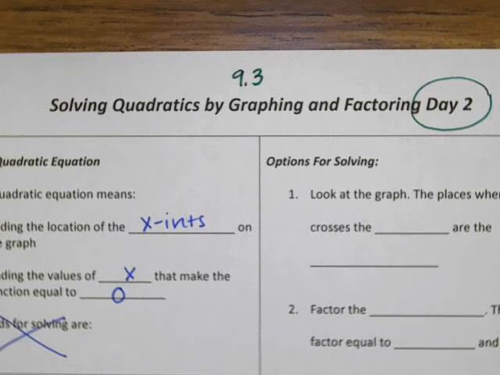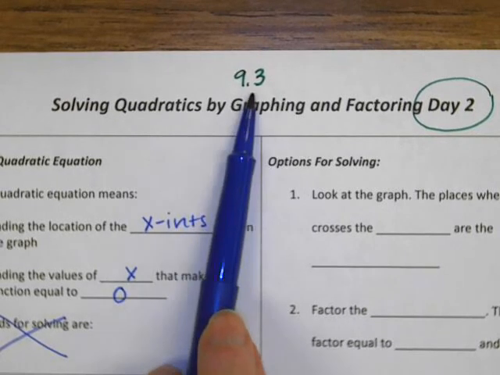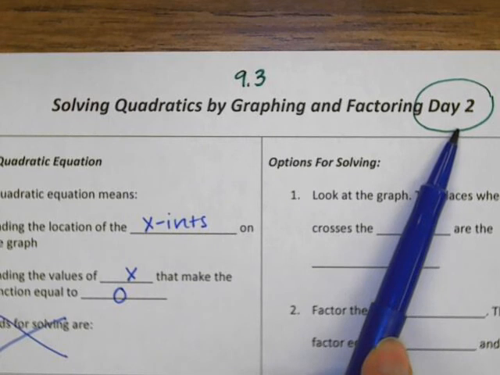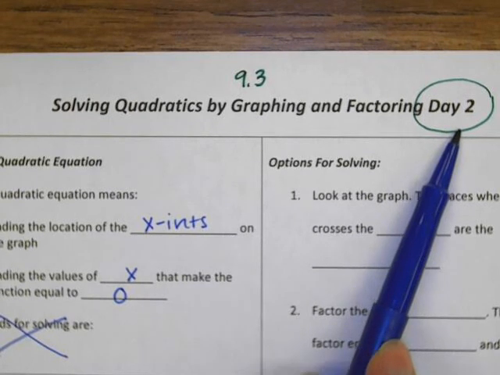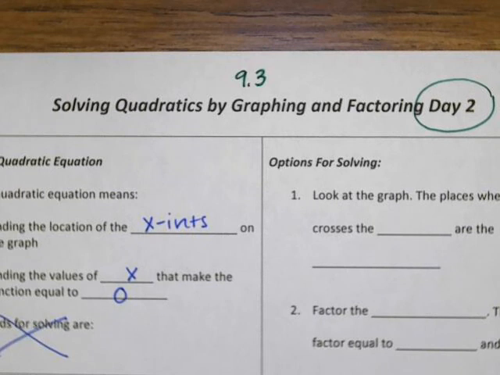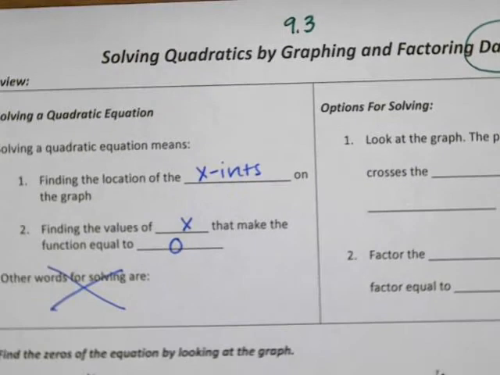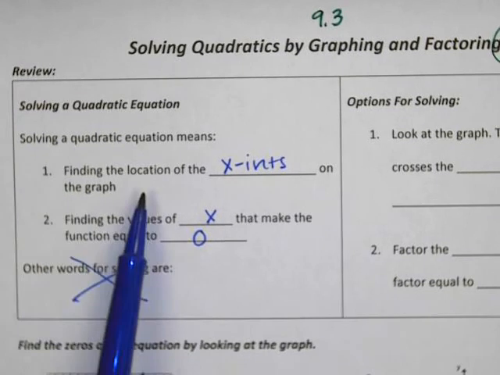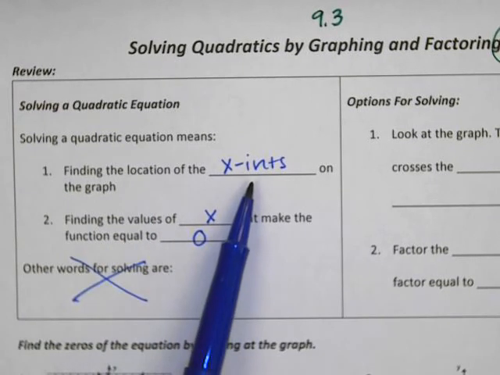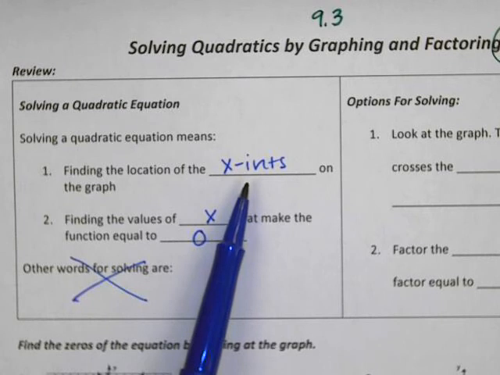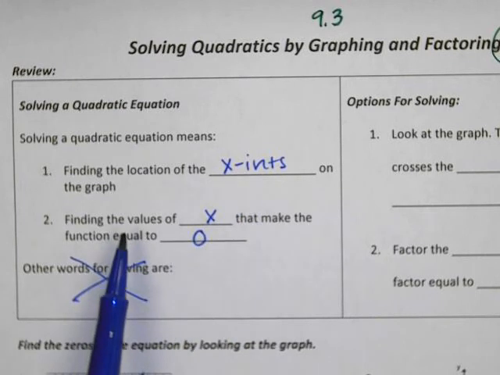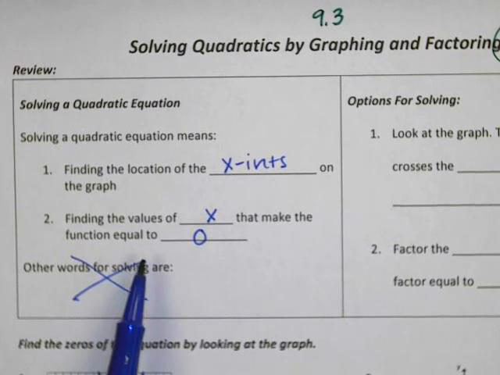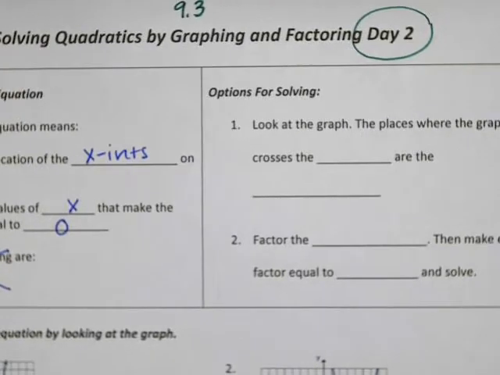All right, welcome to the video for section 9.3, day 2, solving quadratics by graphing and factoring. A little bit of a review today. So just a reminder, to solve a quadratic means to find the location of the x-intercepts on the graph. This means find the values of x that make the function equal to 0. And remember, there are two ways to do this.